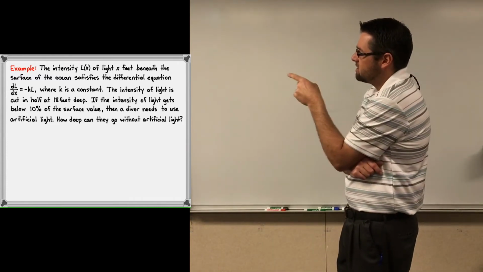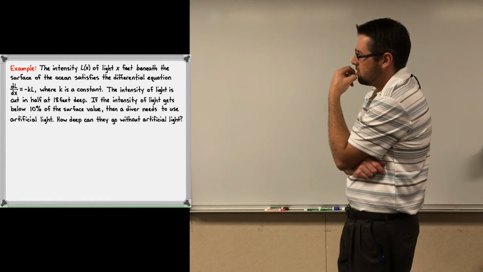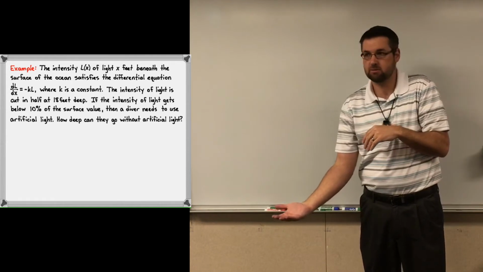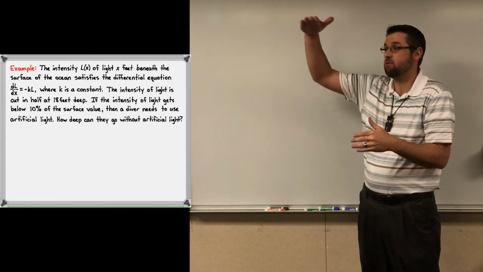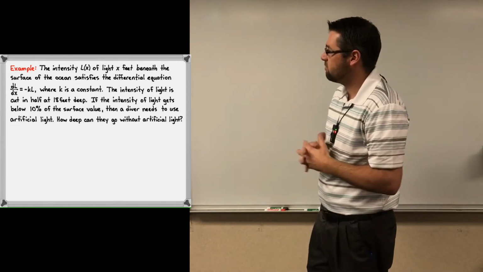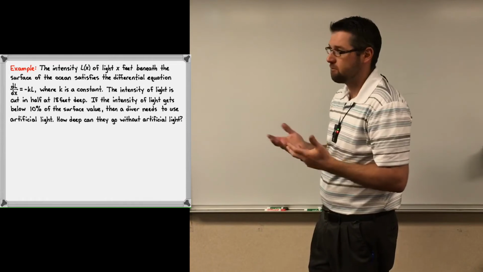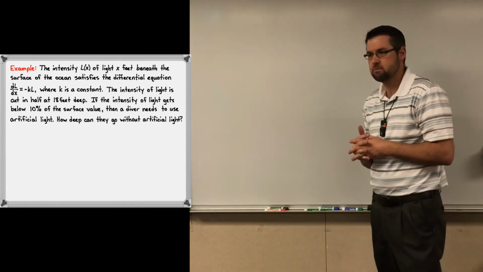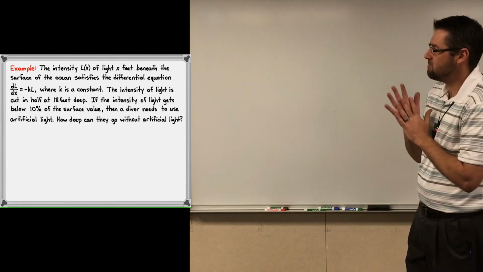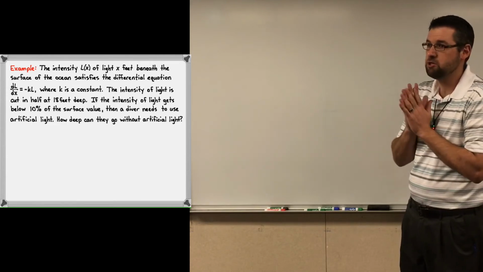So the intensity of light is cut in half at 18 feet deep. What? That's where I got lost. So that means when you get 18 feet down, how much light is present? Half of what it would be if it was on the surface, okay? If the intensity of light gets below 10% of the surface value, then the diver needs to use artificial light. In other words, he needs to turn a flashlight on. A waterproof flashlight. Okay. How deep can they go without artificial light?